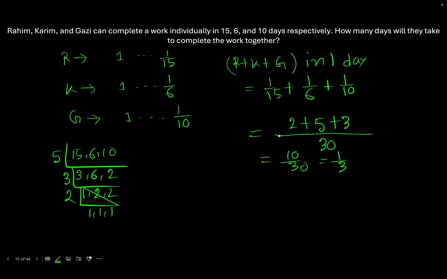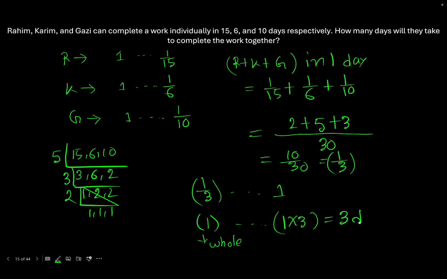So together they can do this portion in one day. So they do 1 by 3 portion in one day, and they will do one portion. One portion means the whole work. In how many days? It will be 1 into 3 days. So our answer is 3 days.